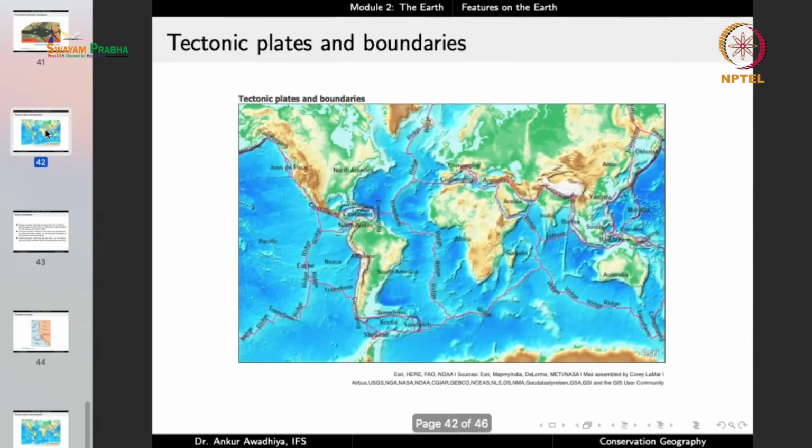And we can observe that we have these convergences in a number of locations. One such convergence is here on the western coast of South America, which is why we have volcanoes here. Another convergence is here, right next to Japan. And here again we will find volcanoes.